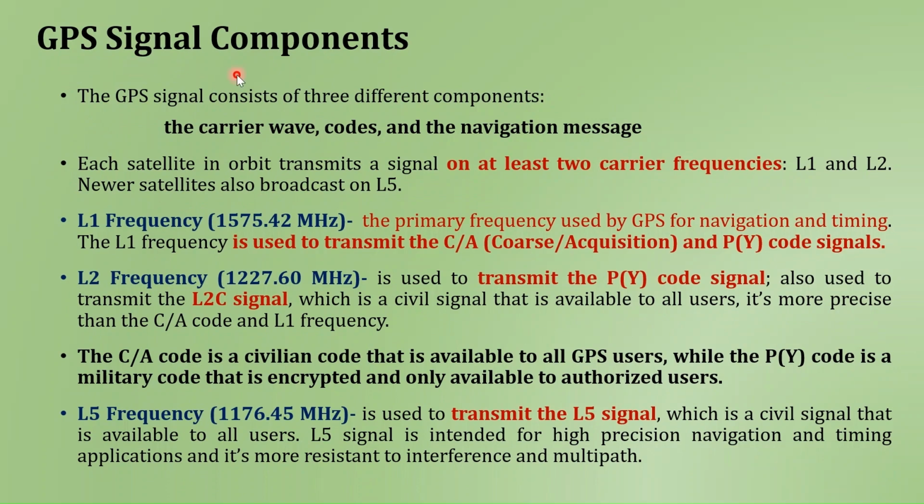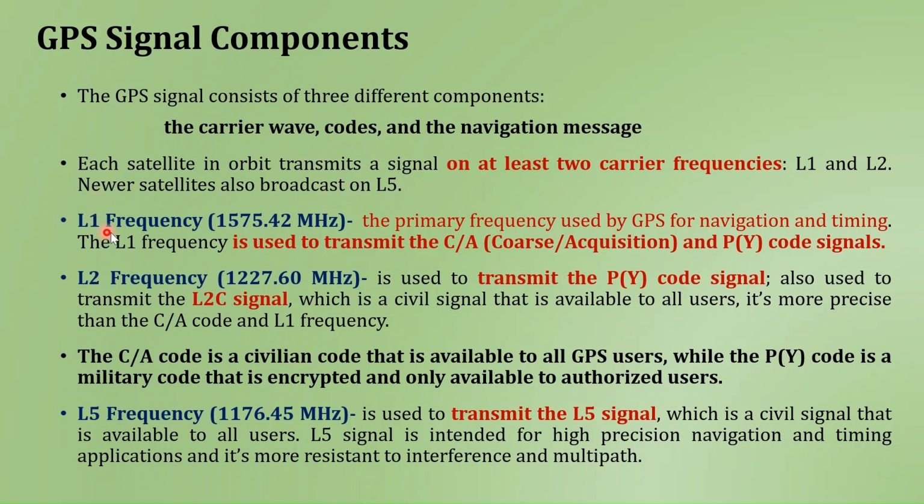Now coming to the GPS signal components. The GPS signal consists of 3 different components: the carrier wave, codes and the navigation message. Each satellite in orbit transmits a signal on at least 2 carrier frequencies, L1 and L2. The newer satellites also broadcast on L5. So L1, L2 and L5 are the civilian frequencies.